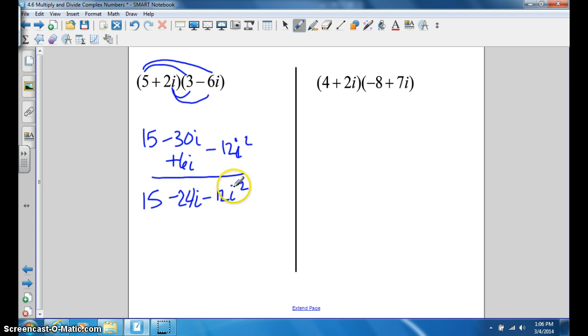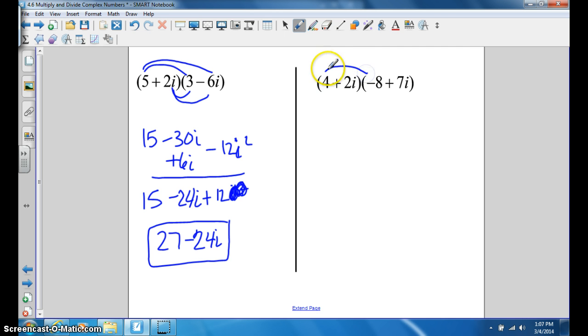Now, once again, i squared equals -1, so we can cross that out and change the sign in front of our 12. So now I have 15 plus 12, which is 27, and then -24i. So our final answer is 27 minus 24i.